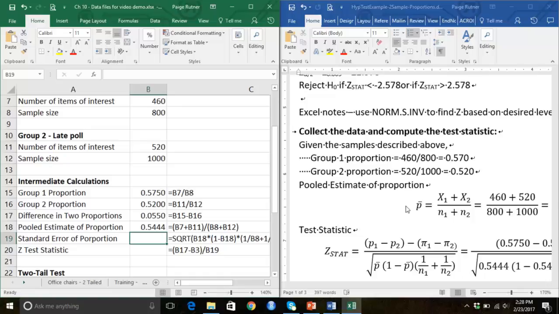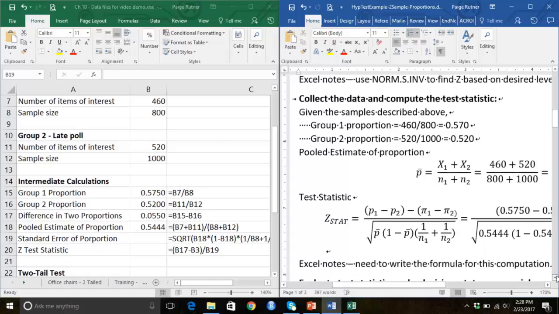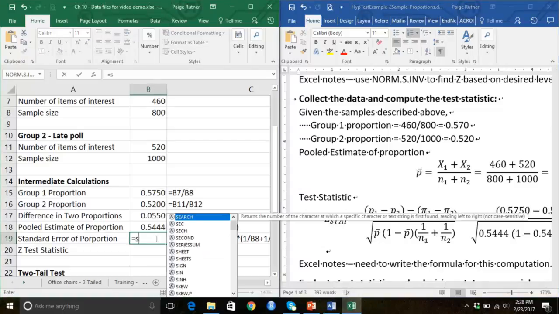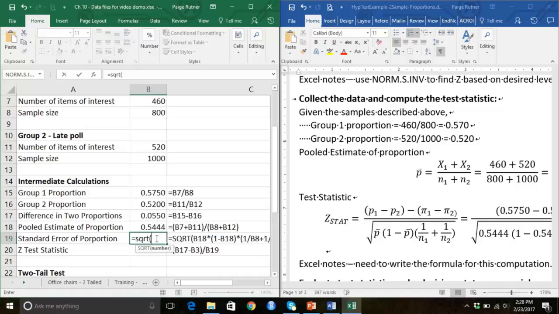All right. Next thing I'm going to compute, I'm going to scroll down in the Word document here just a little bit so we can see everything. The next thing I'm going to compute is the standard error that's going to be the denominator of this computation for my test statistic. So that's going to be p bar times 1 minus p bar times 1 over sample size 1 plus 1 over sample size 2. Make that computation, take the square root of the whole thing, and that'll be the number that goes in the denominator of this computation.